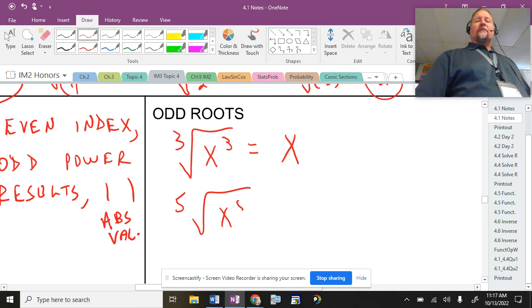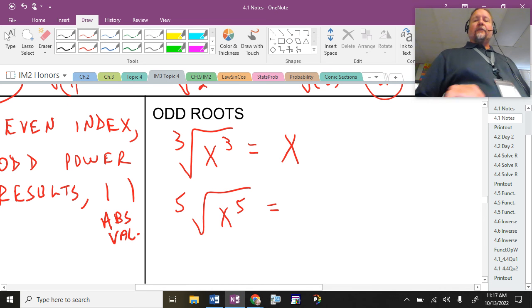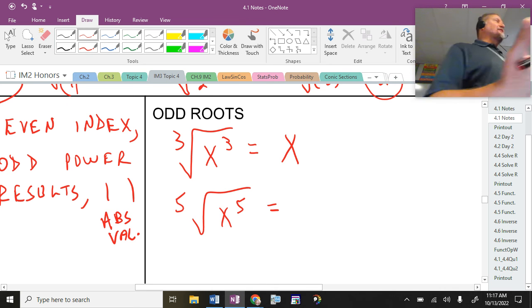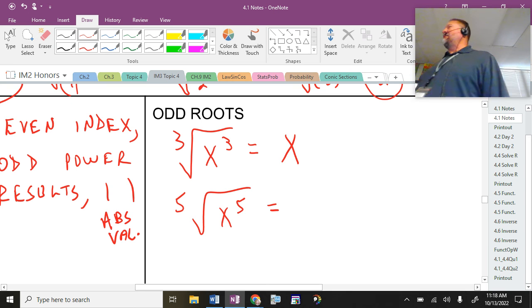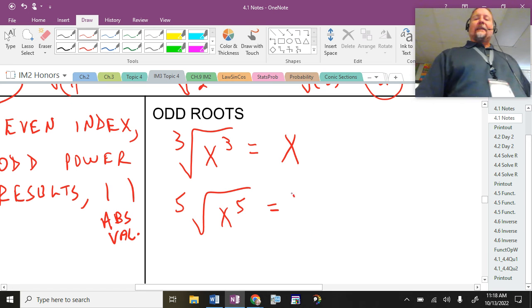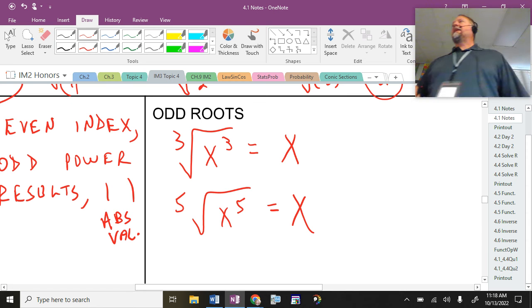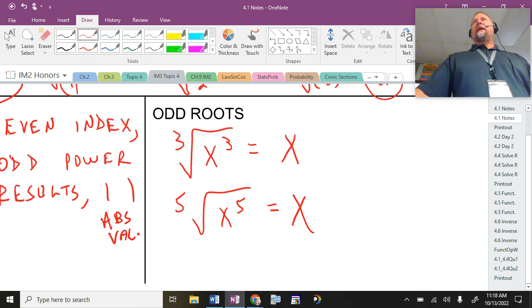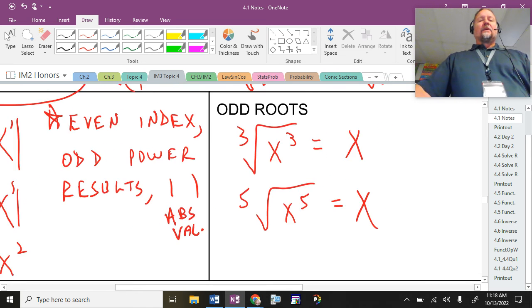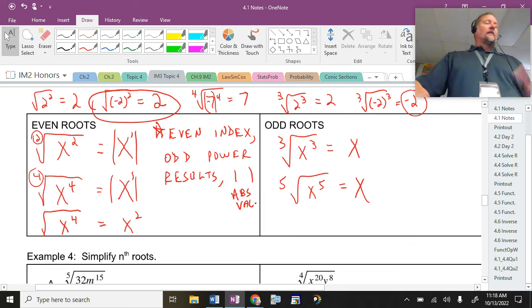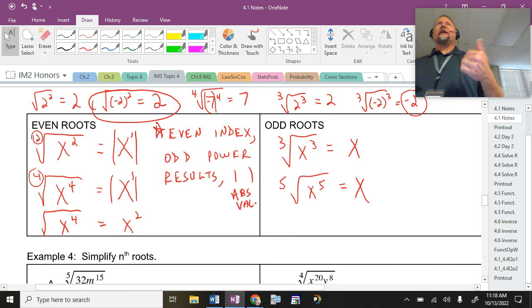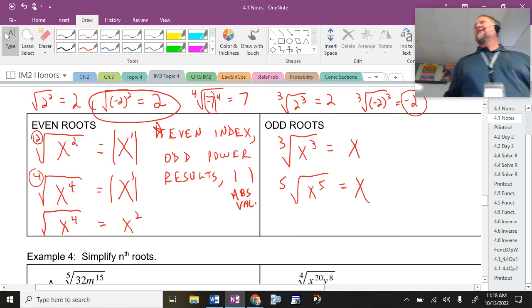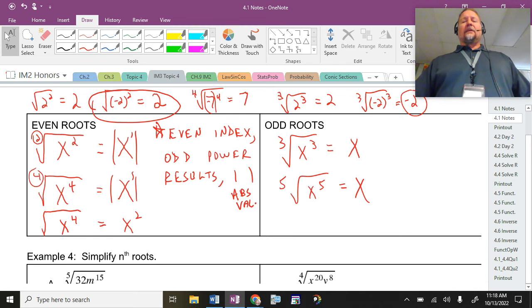What's the fifth root of x to the fifth? X. Do I need an absolute value around that? Absolutely not. It'd be wrong to actually put that around it, because the fifth root of a negative would be a negative. So if x is negative, you get a negative, and that's what has to happen. So again, it is a pain. I'm not a big fan of that rule, but it exists out there. I doubt on an SAT exam they concern themselves with that, but I don't know.